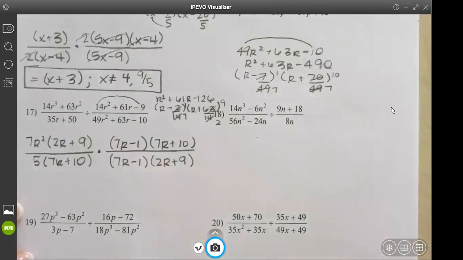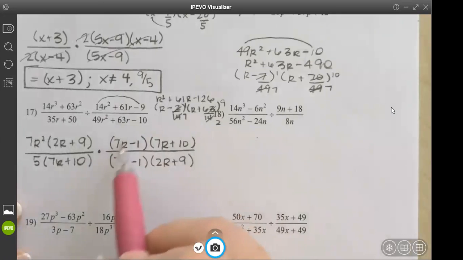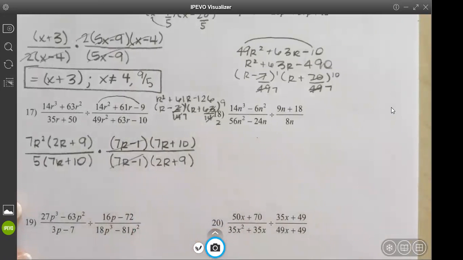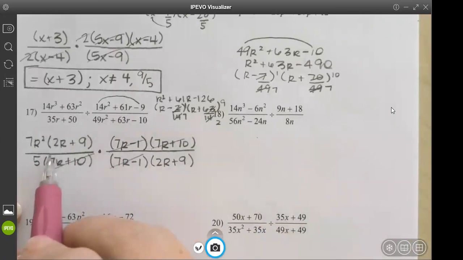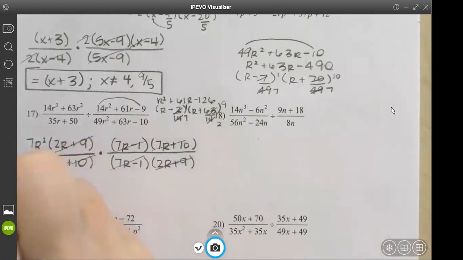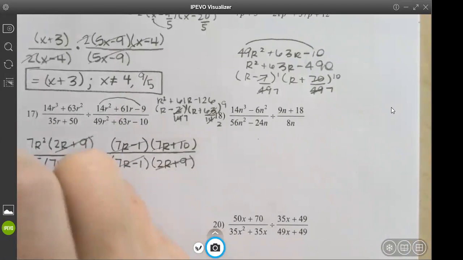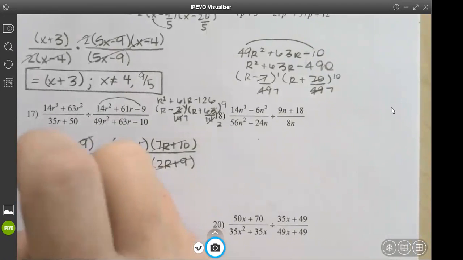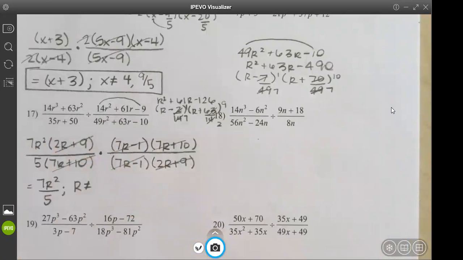What marks out? And all the rest will not reduce. So our final is 7r squared over 5. There's nothing in the bottom, so I don't have any vertical asymptotes. But I do have points of discontinuity.